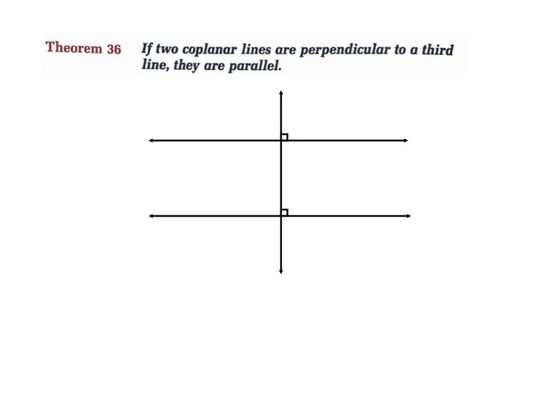Theorem 36 says that if two coplanar lines are perpendicular to a third line, then they are parallel to each other. And that makes sense here. If I have two lines, A and line B, and I know that these coplanar lines are perpendicular to a third line, C. Look at these two angles here. Then they must be parallel to each other. Notice what kind of angles these are. These are corresponding angles.